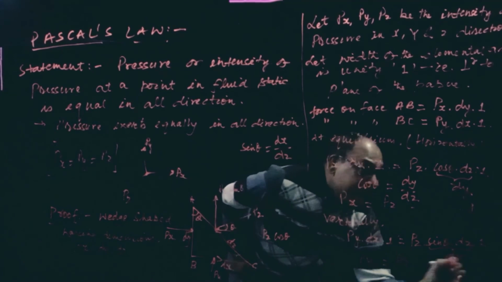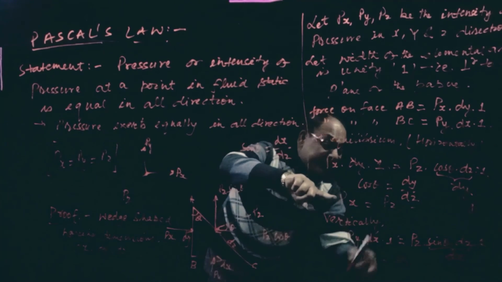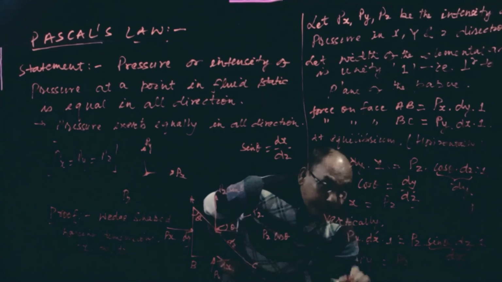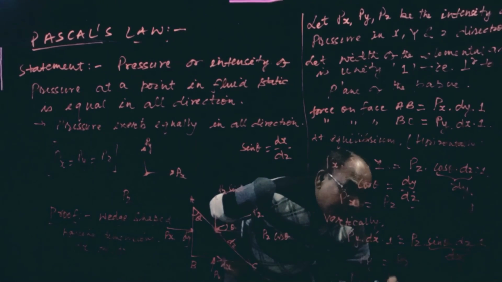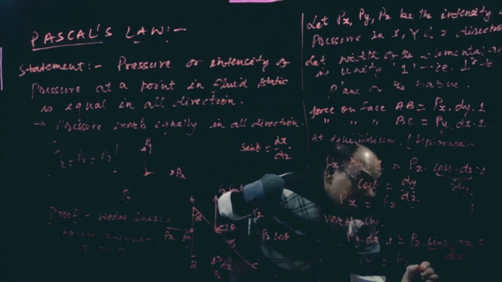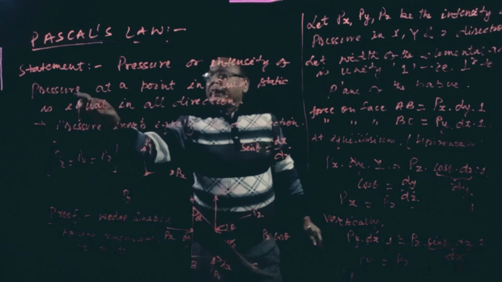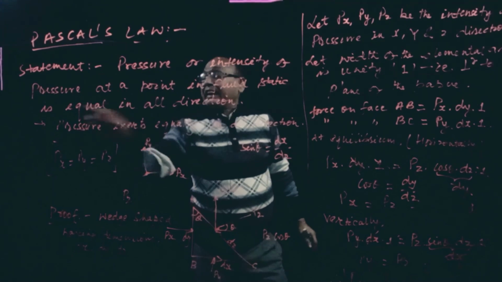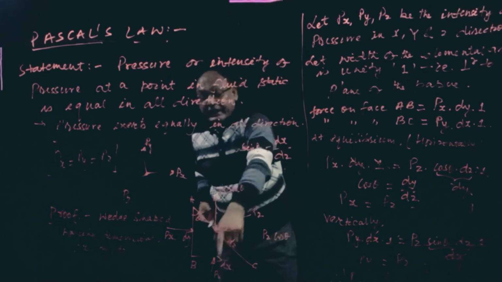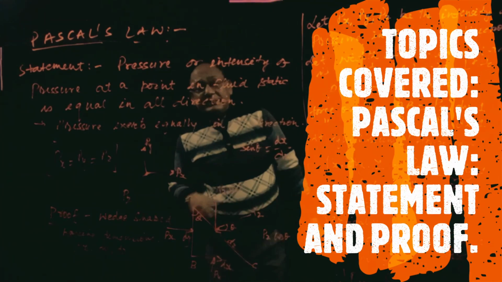Now see equations 1 and 2: Px is equal to Pz and Pz is equal to Py. Therefore Px is equal to Py is equal to Pz. This proves Pascal's law. The statement was that the pressure or intensity of pressure at a point in fluid static is equal in all three directions. That we have proved by taking this into account. Okay, thank you. The rest of the things I will discuss in the next class.